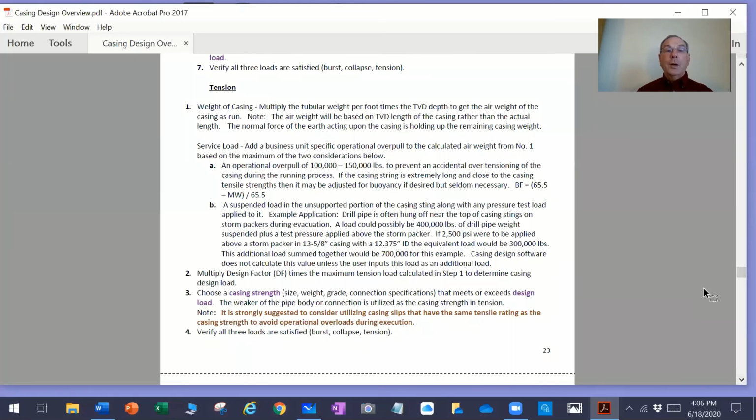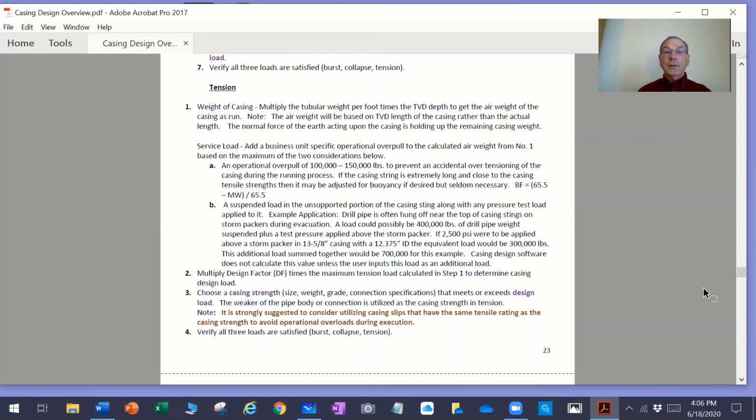And then for tension, it's the weight of the casing. You multiply the tubular weight per foot times the TVD depth to get the air weight. And like I say, the air weight is based on TVD because the normal load of a directional well holds up the additional weight.